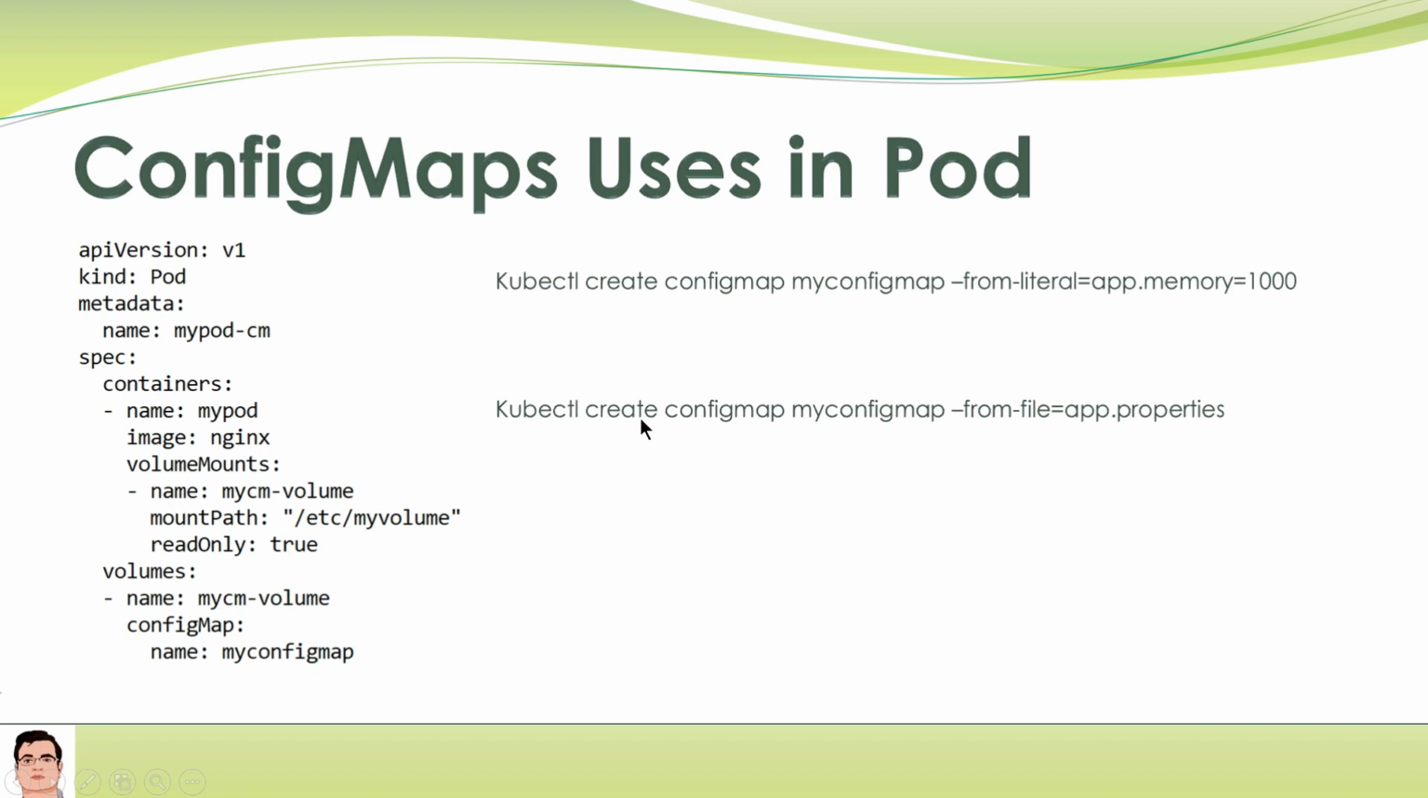kubectl create configmap my-config-map from-file, the app.property. This is the file where you have more than 100, or many, fields for which you want to set values, like key and values that you want to utilize as a config map, so that your container will utilize those things when it gets created.